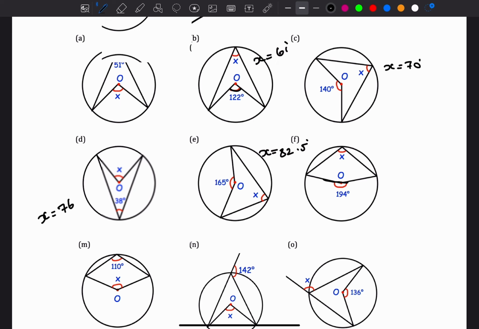This is the angle at the center. The angle at the center is double the angle at the circumference, so I need to half this, which is 97.